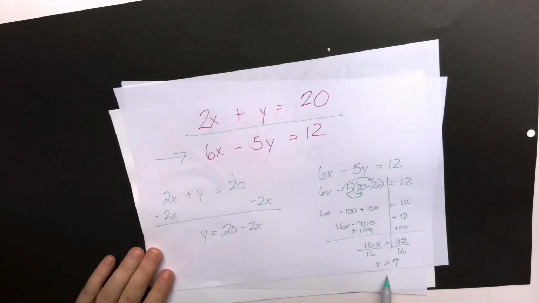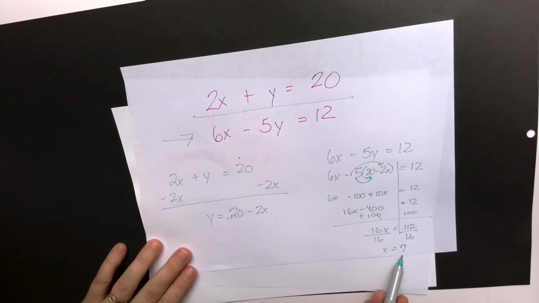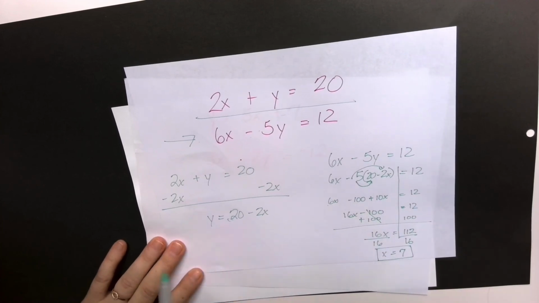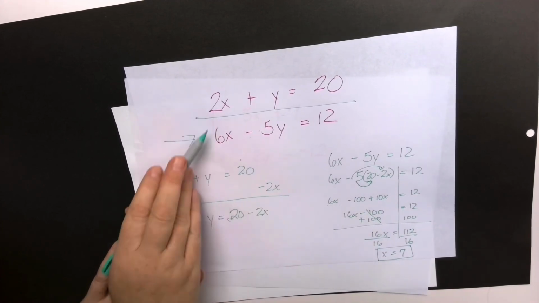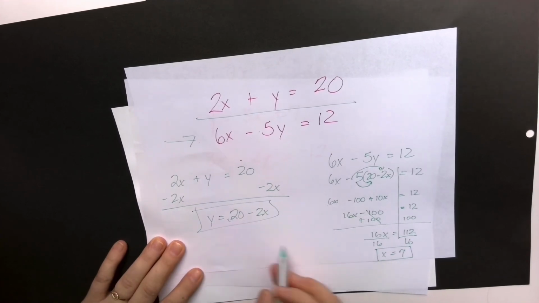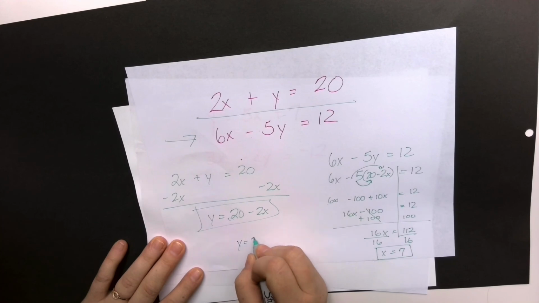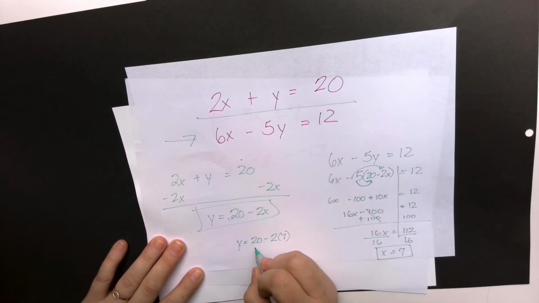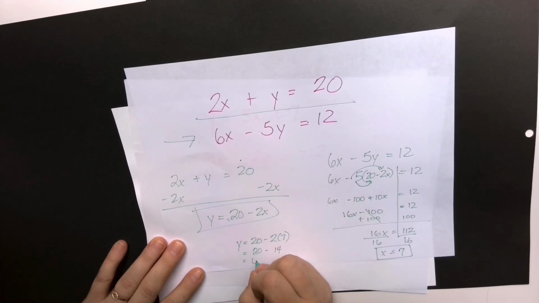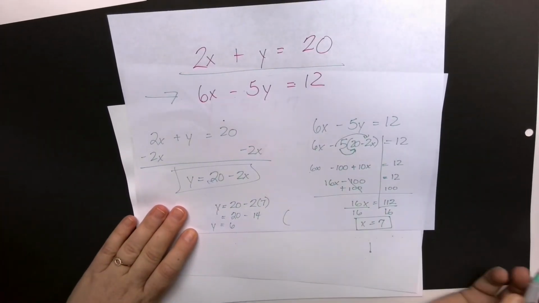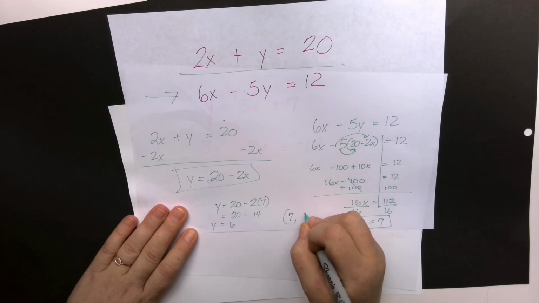I have a value for x. Now I need to take that value and substitute it in. And I can substitute it into either one of these equations, but I'm going to plug it into this one because it's the simplest one. And so I'm going to put y is equal to 20 minus 2 times the value of x was 7, so I'm going to put 7. So it becomes 20 minus 14, which is 6. And so now when I write my answer or my solution, it's going to be 7 because x is first, 6.